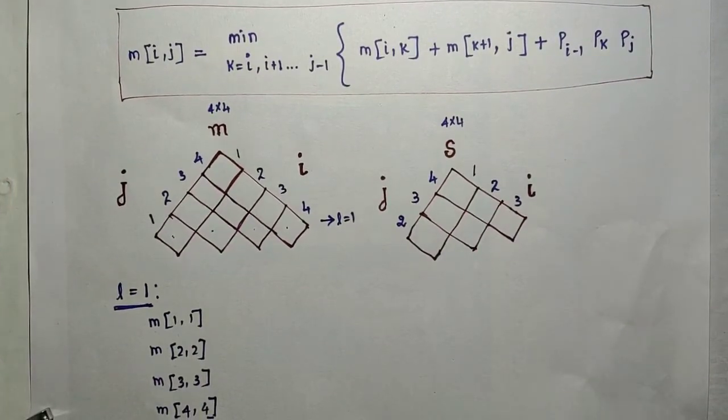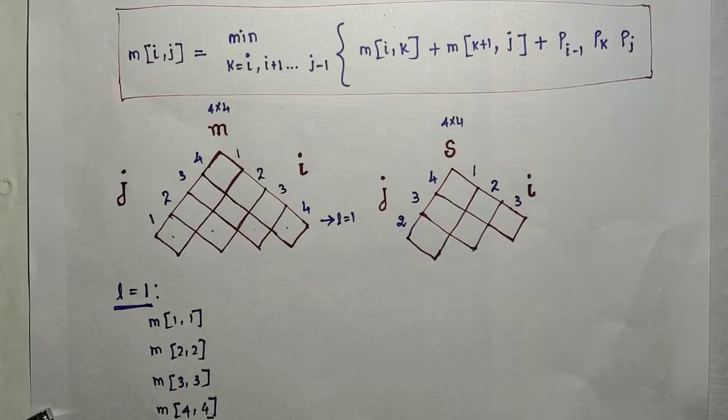because length equal to 1 means only one matrix. For one matrix, no multiplication is actually needed. A1 to A1 means A1 is the result, so no need of multiplying A1 with any other matrices. In that case, A1 itself is the result. So the number of multiplications needed there is 0.